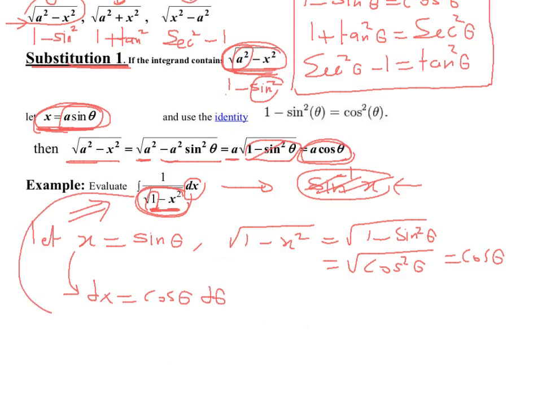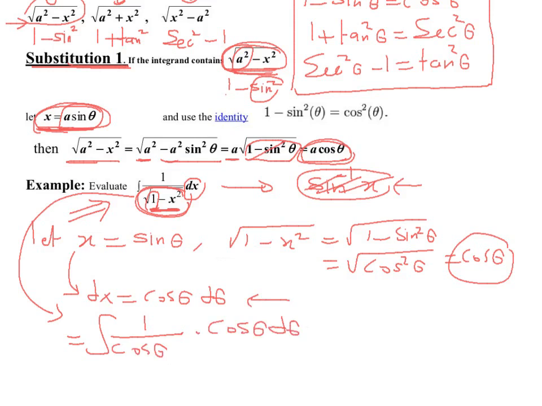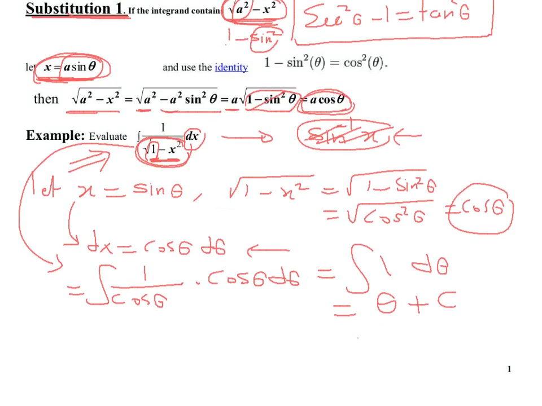So the integration will become equal to 1 divided by the root, which is cosine theta, and dx is equal to this, which is cosine theta d theta. So we have integration of 1 d theta, which is equal to theta plus c. Now we have to replace theta by x using the first substitution. Now x equals sine theta, so theta is equal to sine inverse x plus constant.